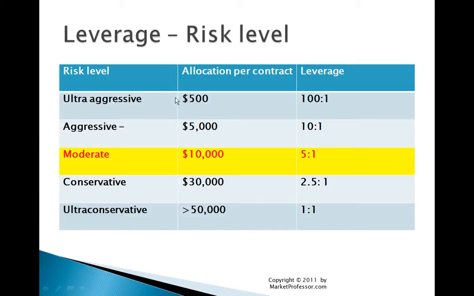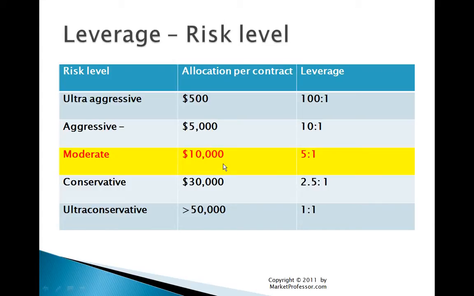So allocating $500 per one contract with 100 to 1 leverage is what I call ultra aggressive risk level, which is really unacceptable for professional traders because it reduces trading to gambling. Allocating $5,000 per contract with 10 to 1 leverage is aggressive risk level. And Chicago Mercantile Exchange allows this margin for overnight risk, so why not consider this as a benchmark for maximum risk taken? Also, it can be the only solution for those who are undercapitalized.